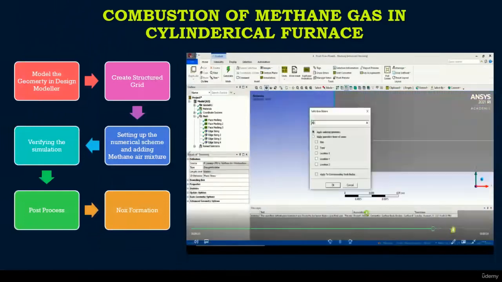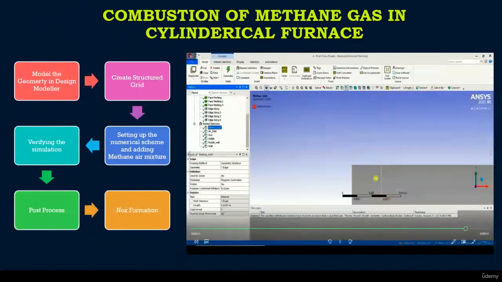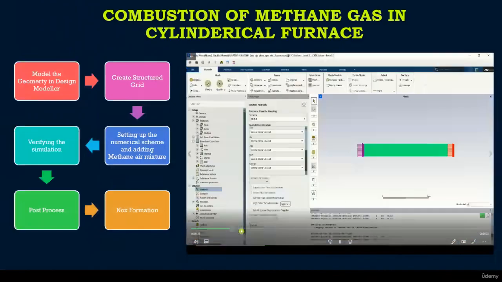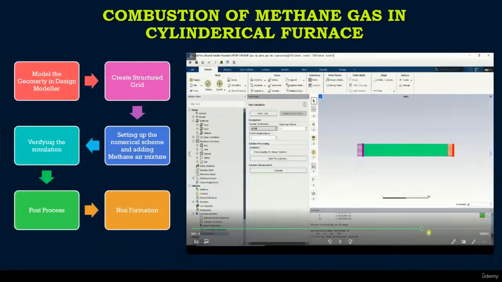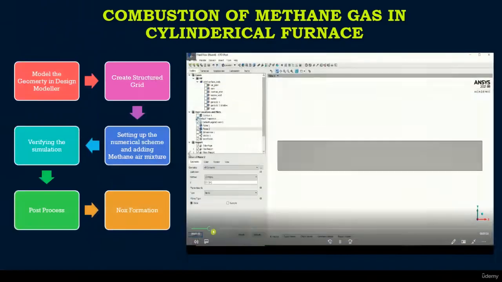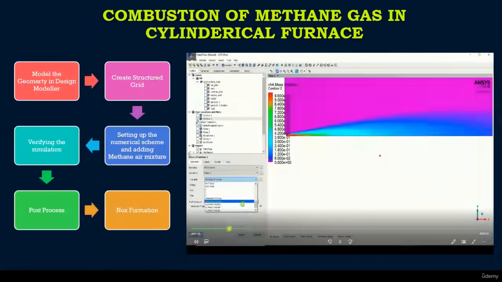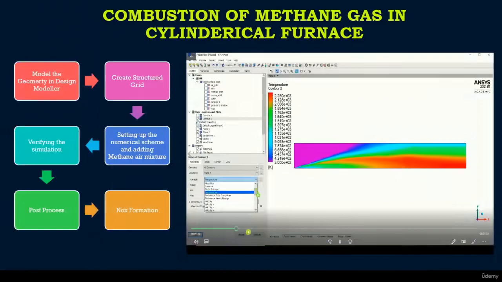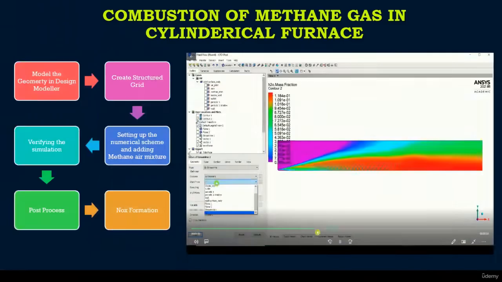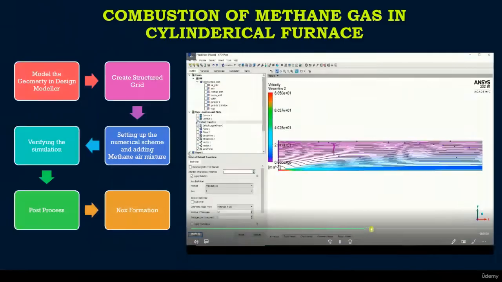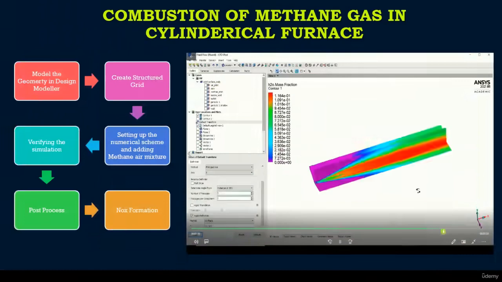We will add the fuel-air mixture, that is the methane-air mixture, by utilizing the species model in the mathematical equations solved for this particular problem. We will verify the simulation and post-process it by utilizing the CFD post module in ANSYS. On the completion of the simulation, we will be utilizing it for evaluating the nitrogen oxide formation post combustion.